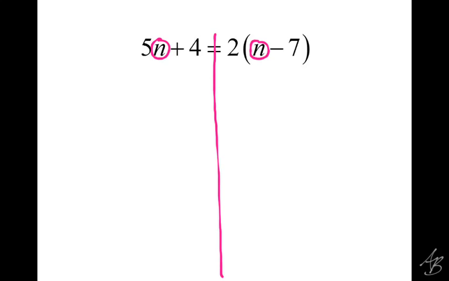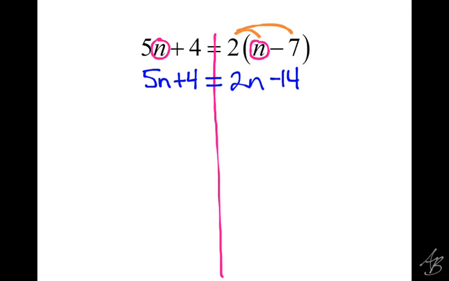We want to distribute here, and we're going to distribute the 2. So we're going to do 2 times n, which is 2n, and 2 times negative 7, which is negative 14. Is there anything to distribute on this side? No. So we're just going to bring everything over there down. So we've got 5n over here and plus 4.